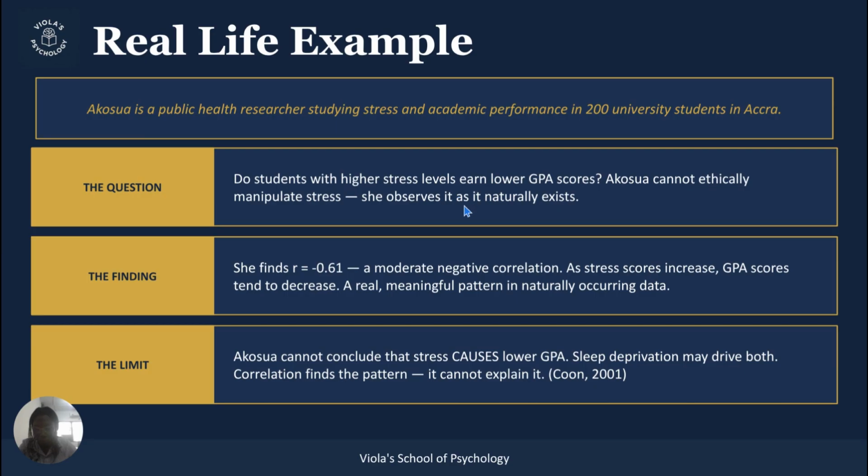But here is what Akosia cannot do, and this is critical for our next class. She cannot conclude that stress causes lower GPA. Sleep deprivation might drive both, and difficult financial circumstances might drive both also. The correlation shows the pattern, but it cannot explain it.